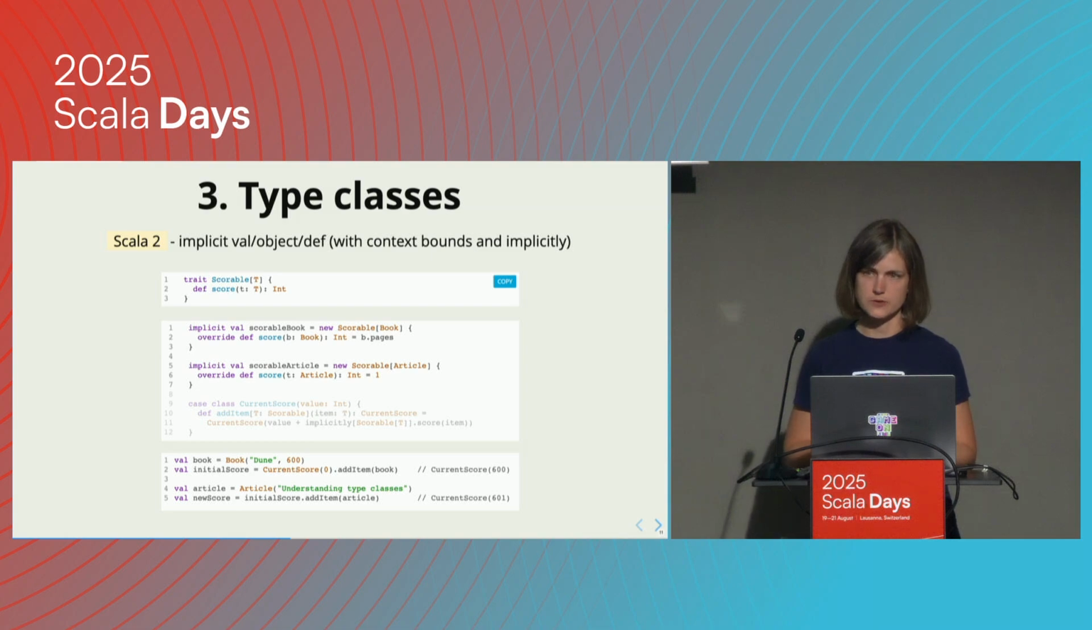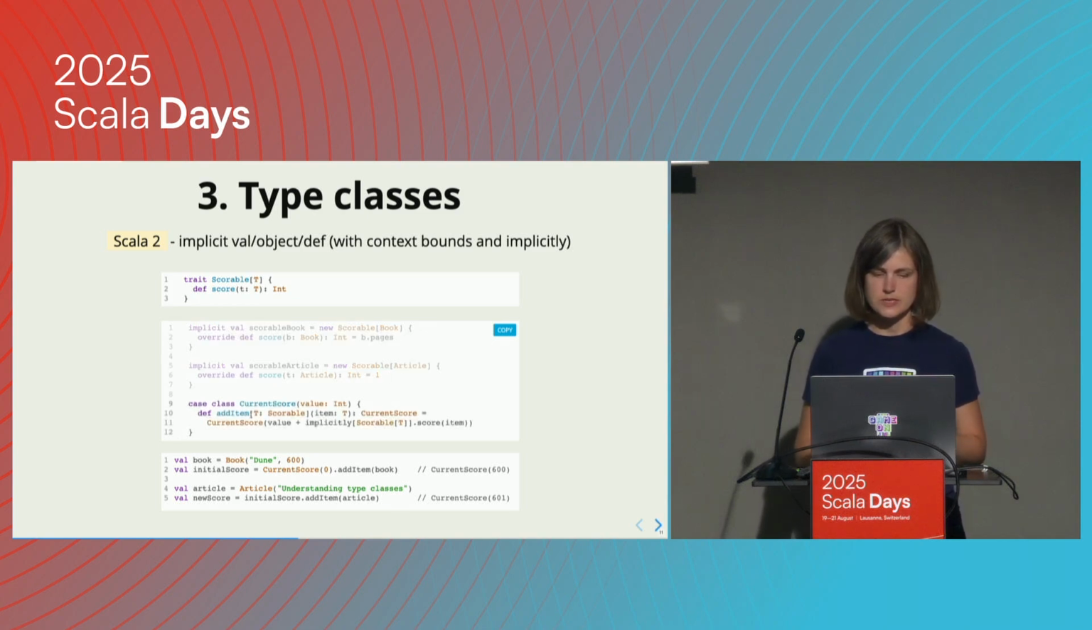And the way you do it in Scala 2 is with implicits. So you could have implicit vals, or actually you can do it with implicit objects or defs, but let's stick with implicit vals. So you have this behavior implemented by implementing this Scorable trait. Here it's parameterized by the Book type, and for the Book type, the implementation of the score method is the number of pages. And we have the behavior implemented for the Article type, and then the implementation is always just 1.